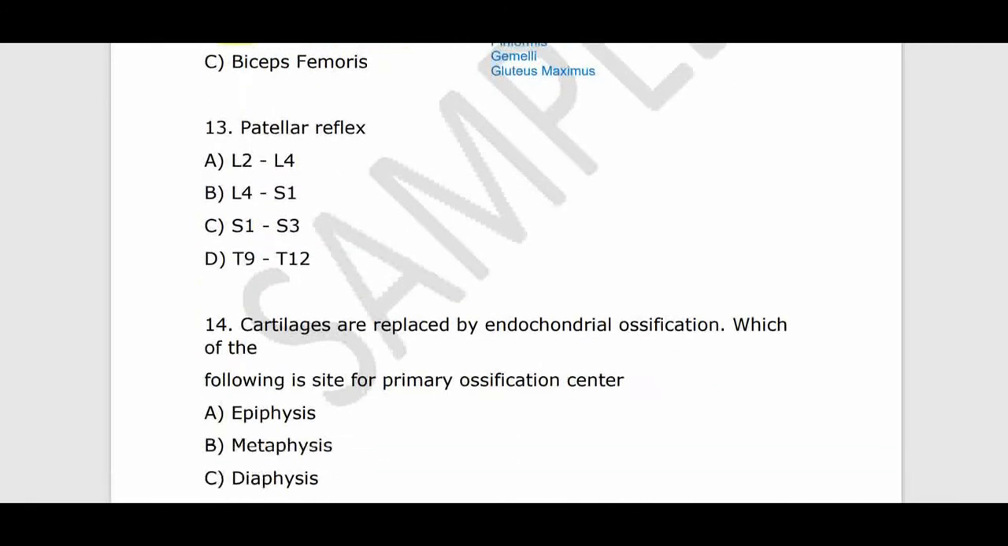Now, patellar reflex. This is one of my favorites: the nerve roots of tendon reflexes. I actually made a video with a maybe funny or lame mnemonic, but it will help you remember. You will always remember all the nerve roots of the popular tendon reflexes. But I will just recap it here for the purpose of the video.